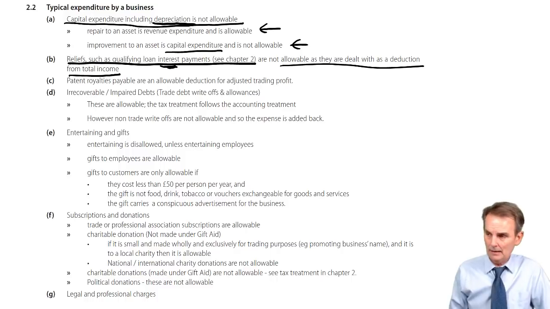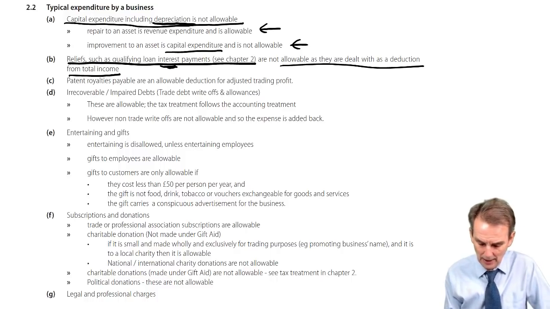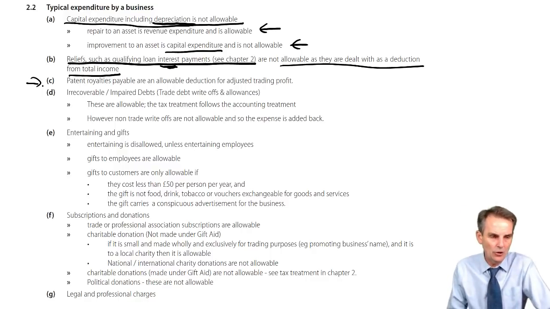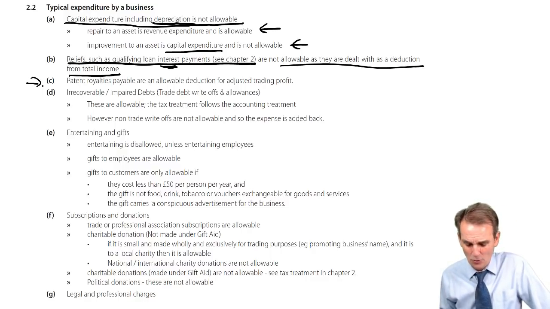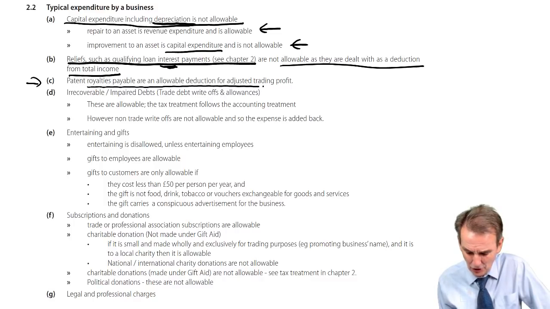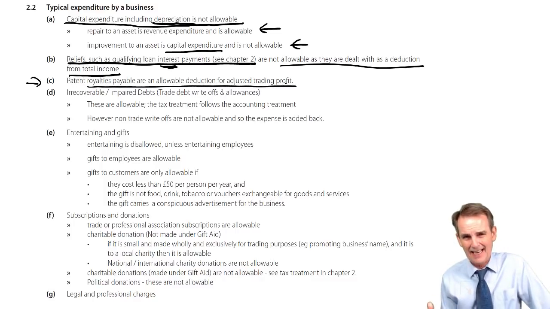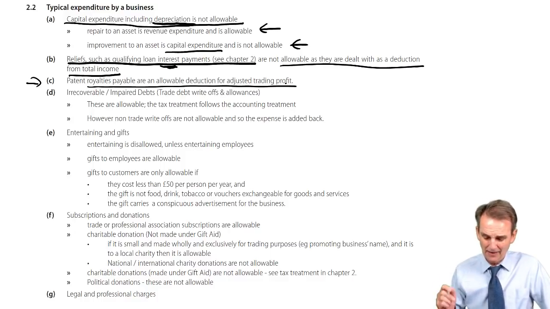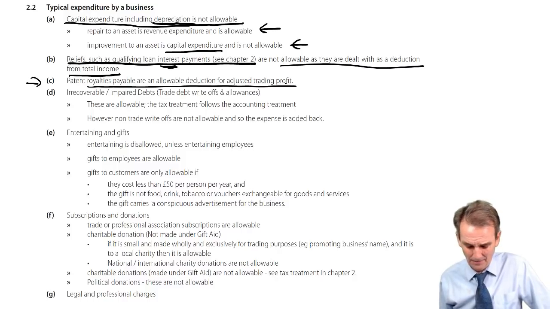Just going back to the list so as not to miss any of these out. Probably more likely to be seen in a corporate tax context, but if you are using someone's patent in your production, in your organisation, patent royalties payable are an allowable deduction. Of course, they're a trading expense. Someone has patented a process, you therefore have to pay a royalty every time you produce one of your products. Fine, that is a trading expense.